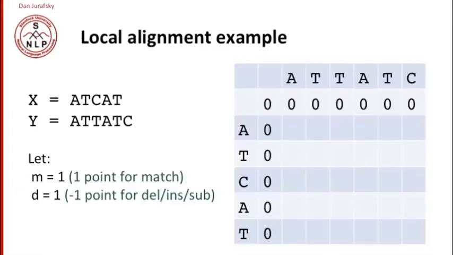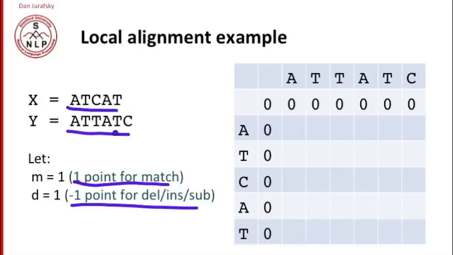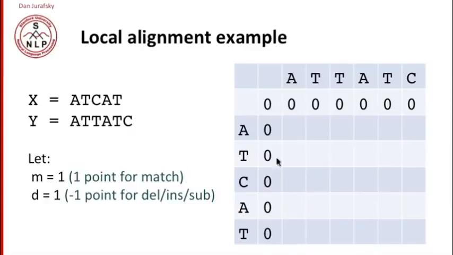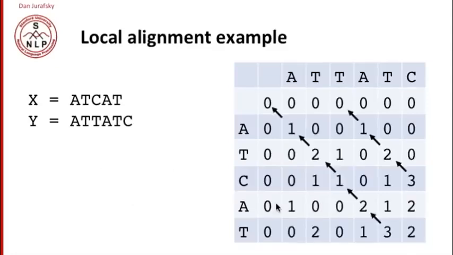So here's an example of local alignment. Let's imagine that we're getting one positive point every time 2 symbols match, and a negative point for any deletion, insertion, and substitution. And then let's look for all the local alignments between these 2 strings, ATCAT and ATTAT. And if we fill in the matrix, again, we start with 0s everywhere because we're doing local alignment. If we then look for cells that have a maximum value to trace back from, we see 2 of these cells.